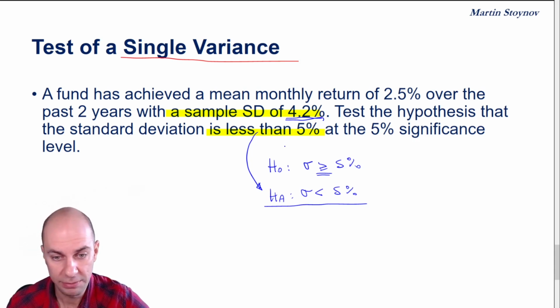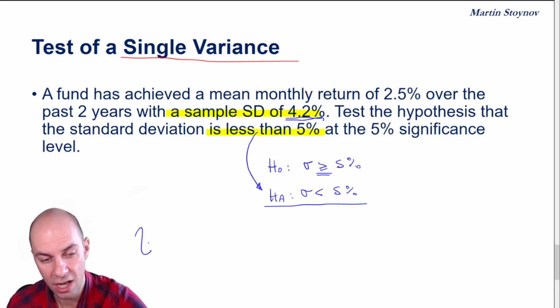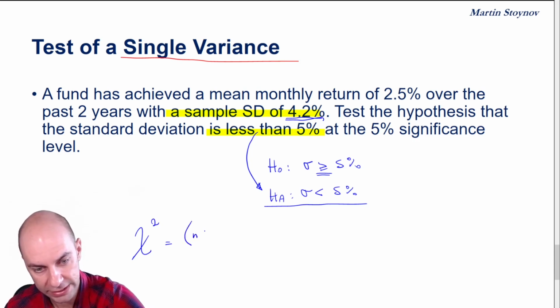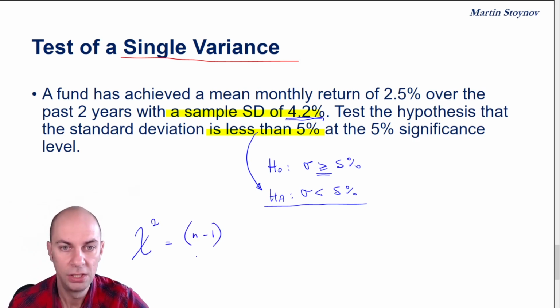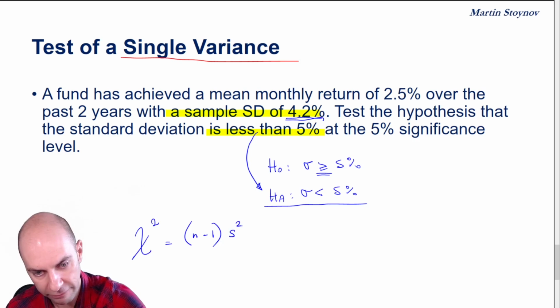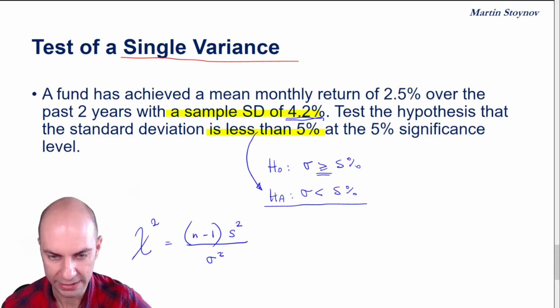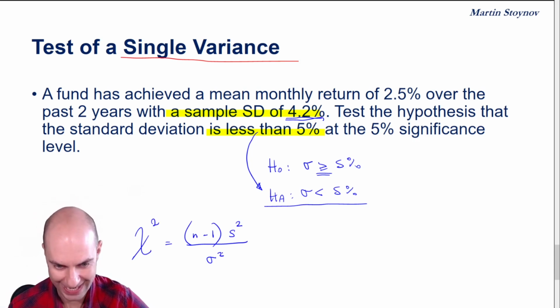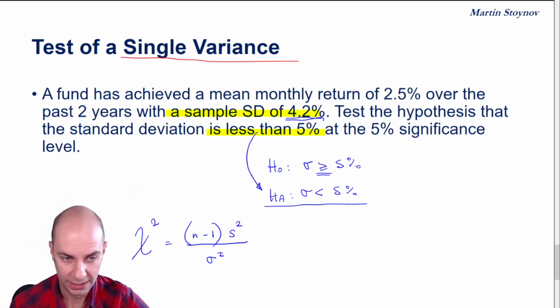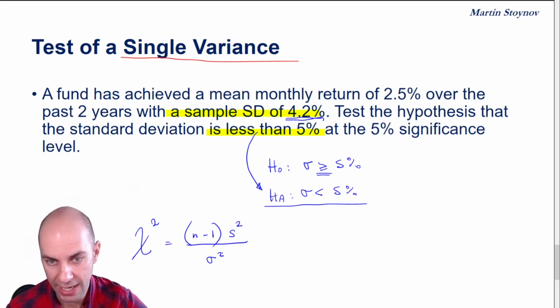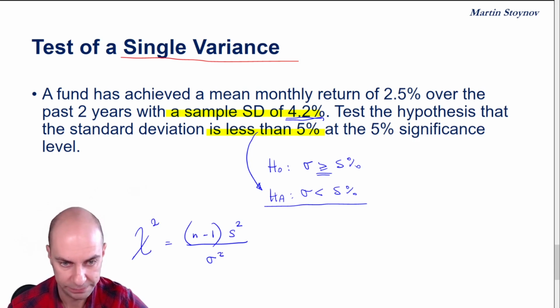Now, the test that we're going to be performing is known as the chi-squared test. The formula for the chi-squared test is n-1. Again, that has to do with my degrees of freedom. Then I'm going to take the sample variance in the numerator, and I'm going to divide by the population hypothesized variance in the denominator. And that is how I'm going to compute my computed chi-squared statistic, which I'm then going to have to compare to my critical chi-squared statistic from the tables.